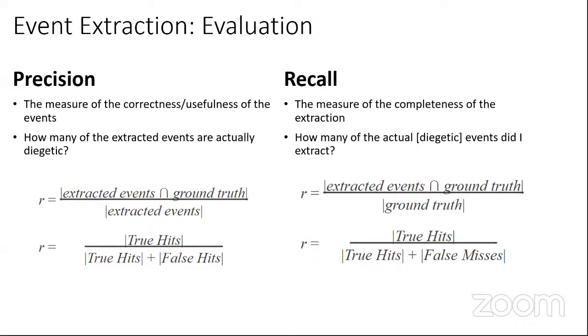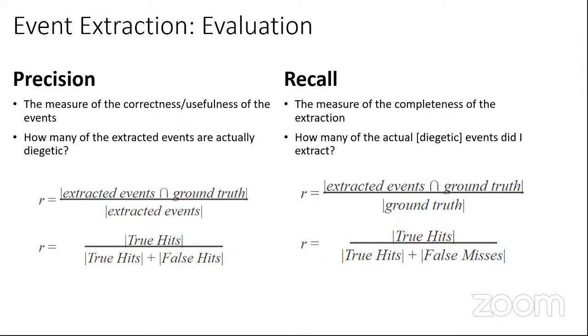While the definitions may be a little close, let me explain more. So precision, when I say correctness or the usefulness, this refers to the extracted events that are actually in the diegetic level. So let's say, for example, we extract something that is related to a plan or a dialogue that is remembering the past. These are events, but this is referring to the non-diegetic level. So these are tagged as incorrect or non-useful.